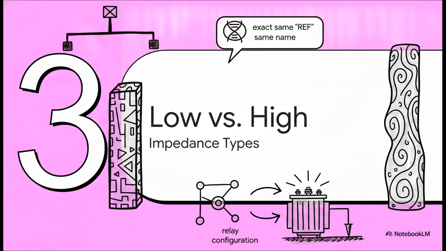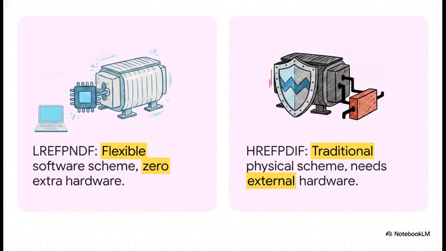And that brings us to the first major fork in our decision tree, Section 3, low versus high impedance types, because we're actually dealing with two structurally different technologies that just happen to wear the exact same REF name. Notice the stark contrast here. On the left side, we have low impedance REF, technically called LREF-PNDF. This is a highly flexible, software-driven numerical scheme. Best part? Zero extra hardware.